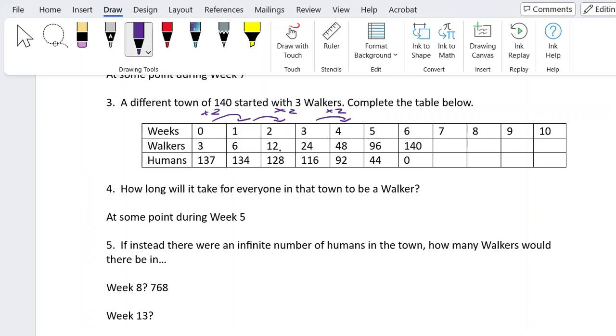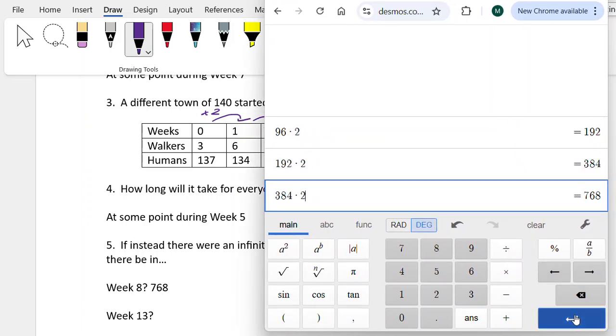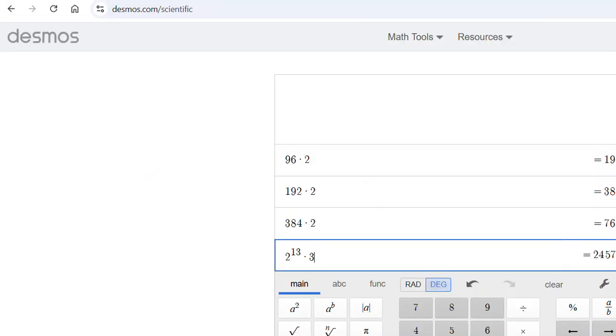6 is 2 times 3. 12 is 2 times 2 times 3. 24 is 2 times 2 times 2 times 3, etc. So for week 13, I would have 13 2s and I would have 1 3. So in other words, I can calculate it by doing 2 to the 13th and then multiplying that by 3. That gives me 24,576.